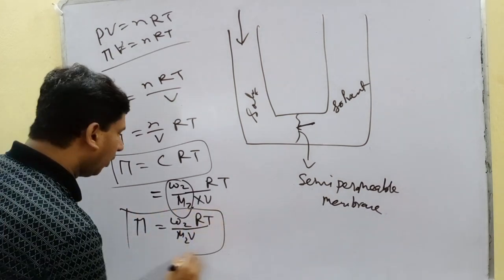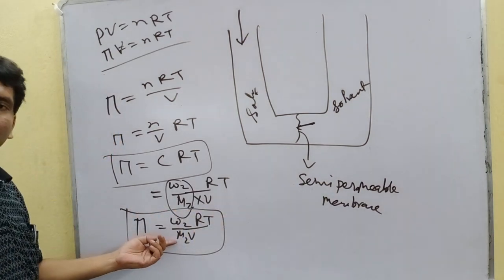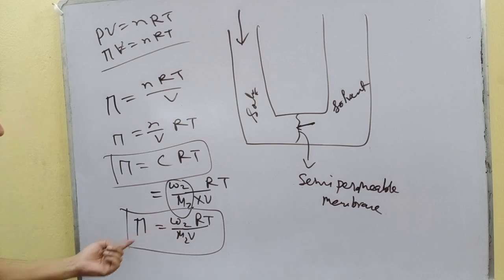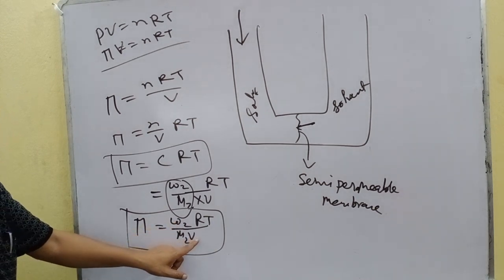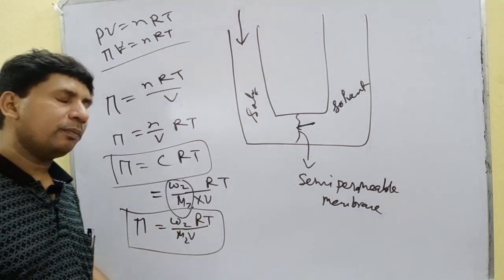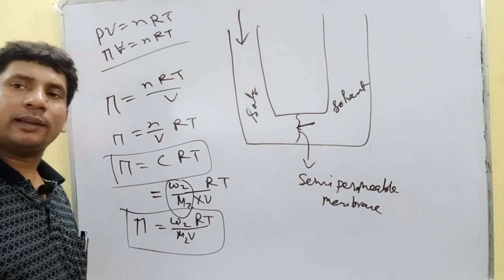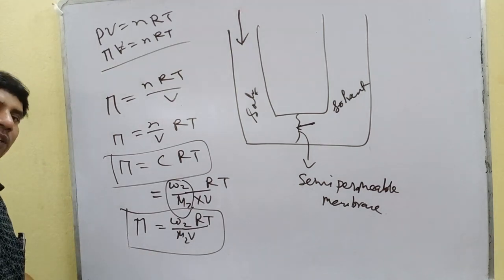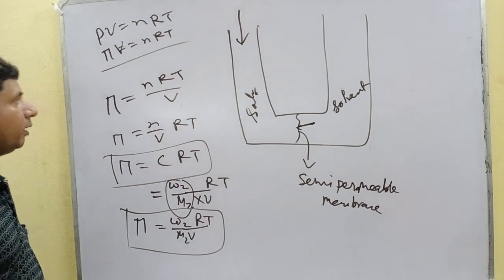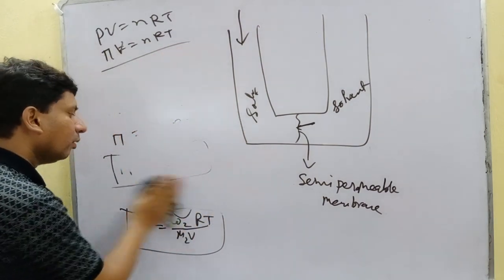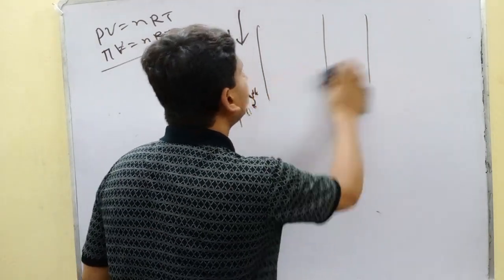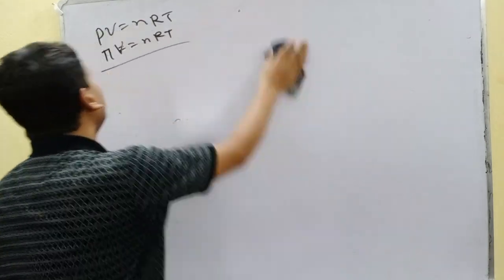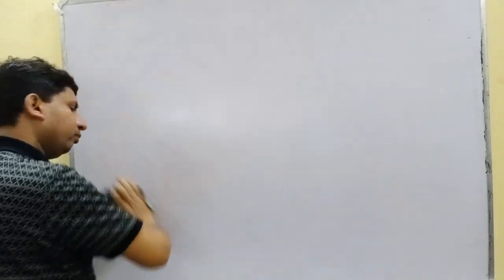So there is another formula. From here we can calculate M2 if we know the osmotic pressure of the solution and the weight of the solute in V liter solution at a particular temperature, and R is the universal gas constant. Its value is 8.314 joule per Kelvin per mole. Okay. In this way we can calculate the osmotic pressure also, and there are many problems.